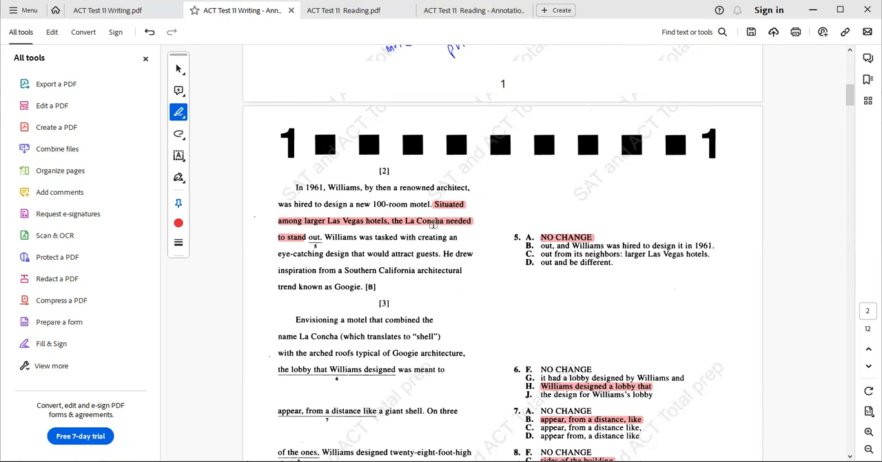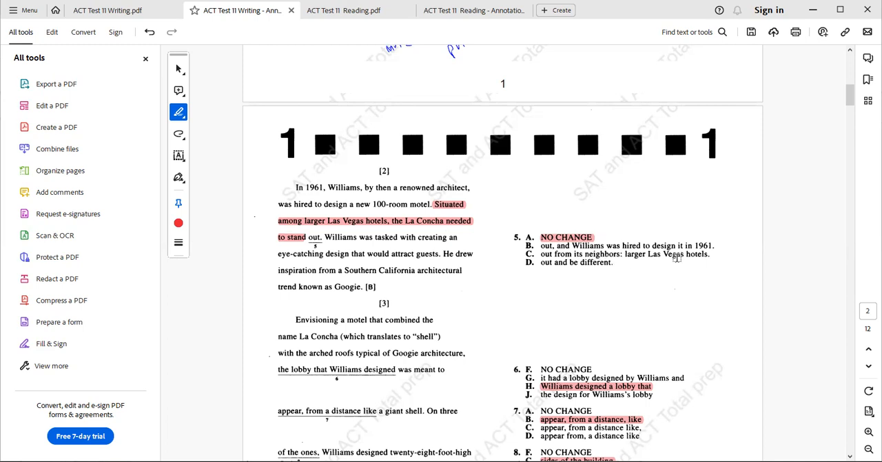But we said look at the test. Yes, the test is mine. No, but you marked it wrong in the test. In the test I put 5A and you marked it wrong. No, sorry, sometimes I got confused. Okay. Situated among larger Las Vegas hotels, the La Concha needed to stand out. Of course it's as easy as possible. And William was hired to design it in 1961. Why is this needed? Or we say to stand out from its neighbors.